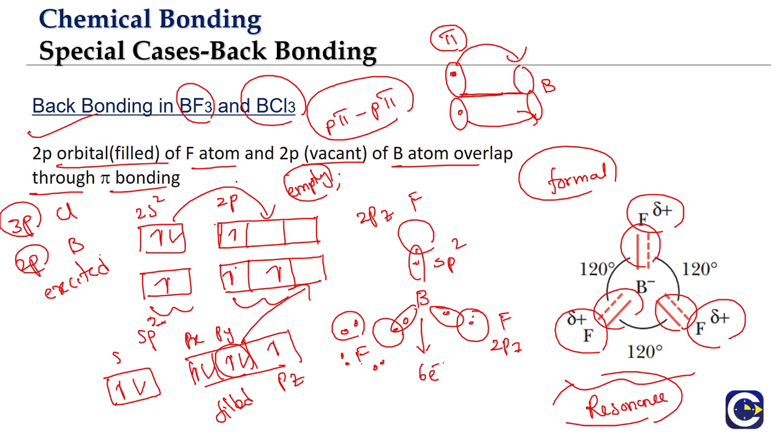That is the reason why the back bonding will be more effective in the case of BF3. Why? Because there it is the overlap between the 2p filled orbital of the fluorine and the empty 2p orbital of the boron. In case of BCl3, it is the overlapping between the 3p filled orbital of the chlorine and the empty 2p orbital of the boron. Okay, so this is about the back bonding in the case of BF3 and BCl3.